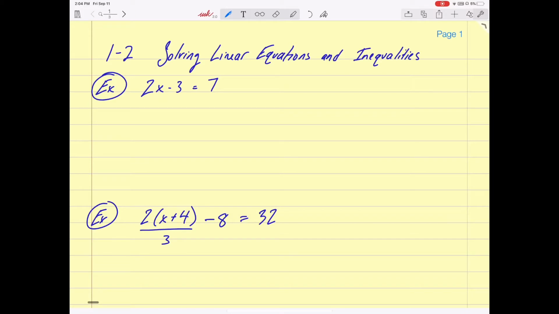Some teachers may have called it the opposite, but it's really not the opposite, it's the inverse. If it's subtracted, we add it to both sides. Then we'd rewrite it. That would be 10, and we'd be left with 2x over here. If 2 is multiplied by x, then we would divide. So we're going to divide both sides by 2, and we'd be left with x equals 5 as our solution.